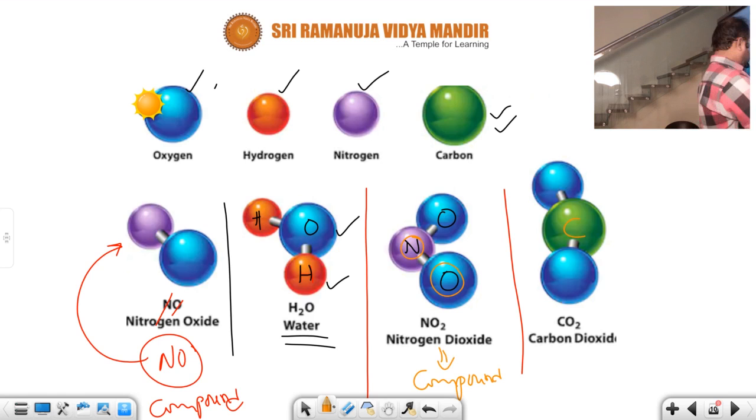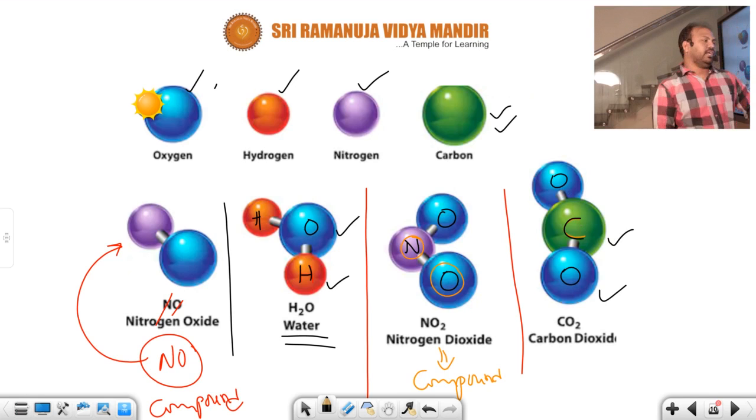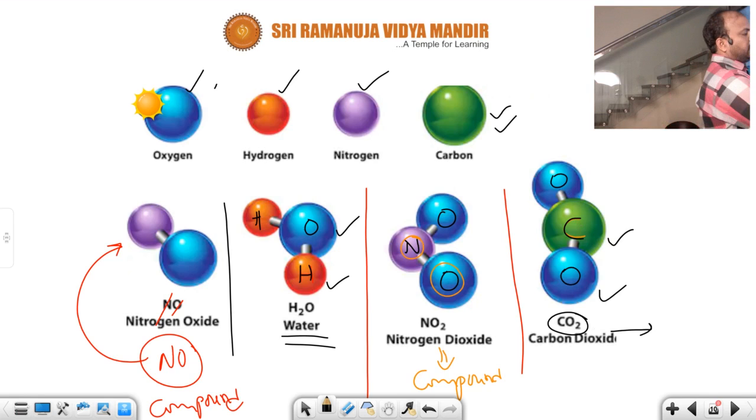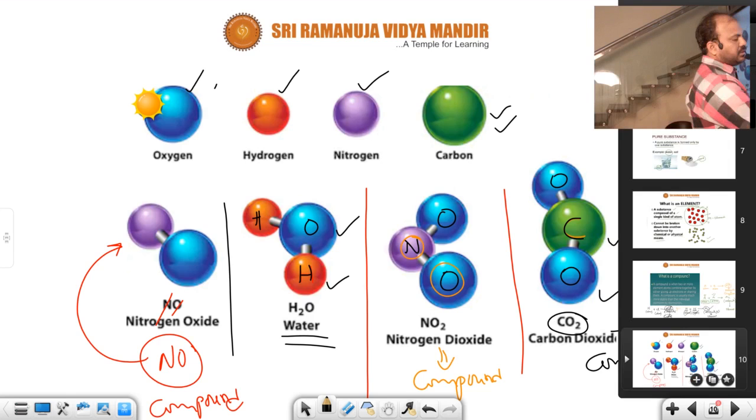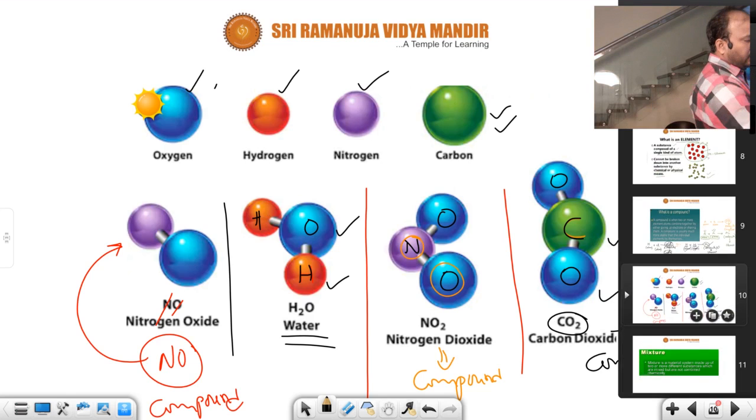In the same manner, carbon dioxide. This is carbon. These two are what? Oxygen. Carbon is a different atom, oxygen is a different atom. When different atoms are there, this molecule is said to be a compound. That's it. Very easy. We can easily identify whether the molecule is an element or a compound.